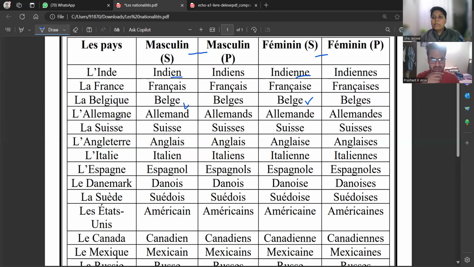L'Allemagne. This is Germany. Allemand, allemande. La Suisse. Suisse, same for all. Swiss.